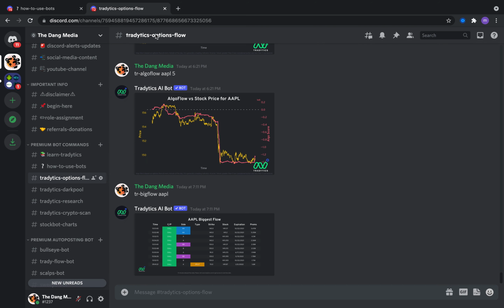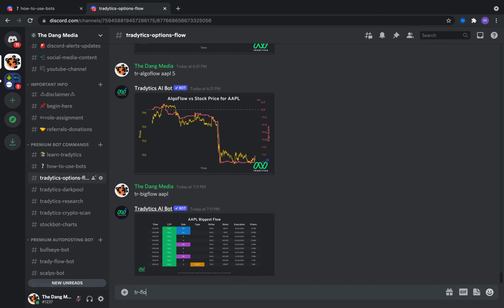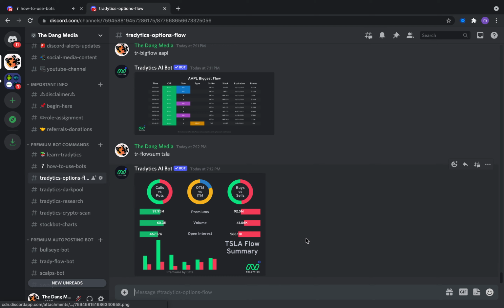You type in TR, and then we'll do the next one for an example, TR flow sum. And when it says symbol like this, you can do it for any ticker, any stock. So TR flow sum, we'll do Tesla. So this is the flow sum for Tesla.